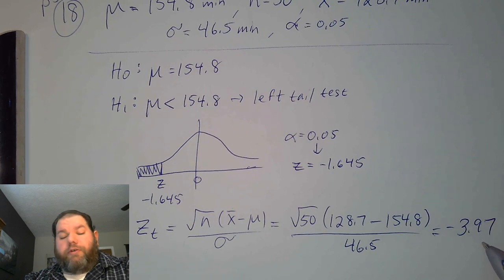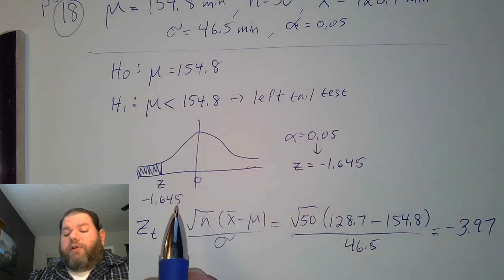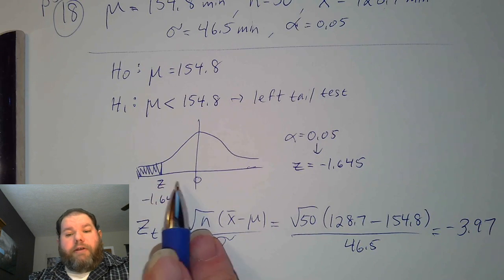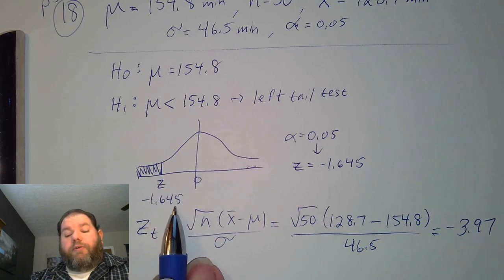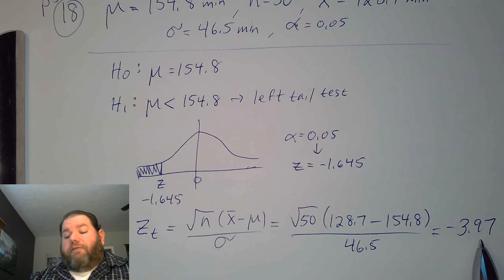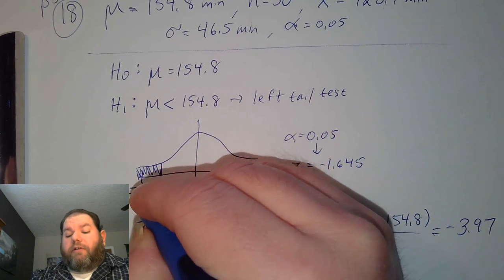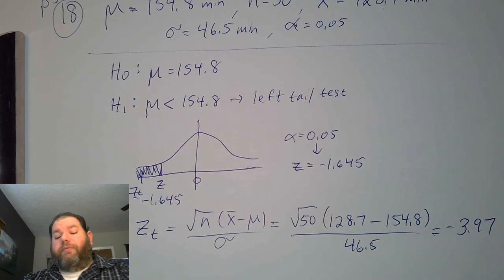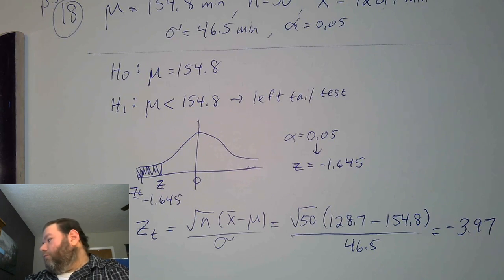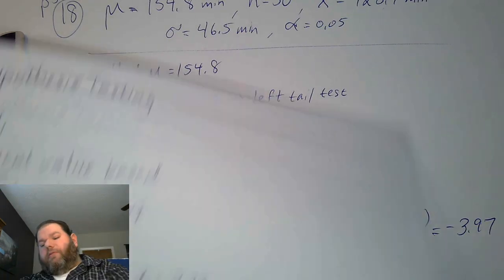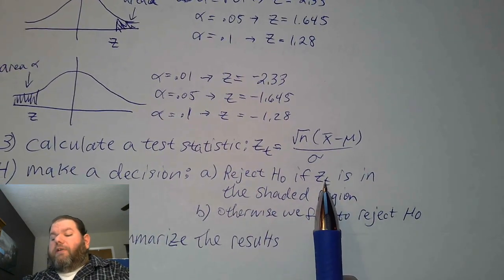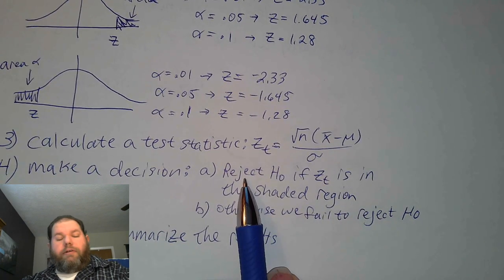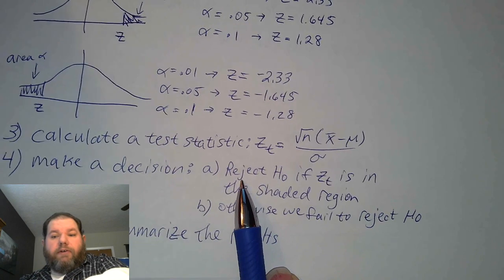Right, and so we graph this on our graph here. The question is, is ZT going to be to the left or to the right of Z? Now, Z is at negative 1.645, so negative 3.97 is actually much further to the left. So ZT is in the shaded region. And so then what is our conclusion? Well, if ZT is in the shaded region, we reject H naught. And that's our decision.